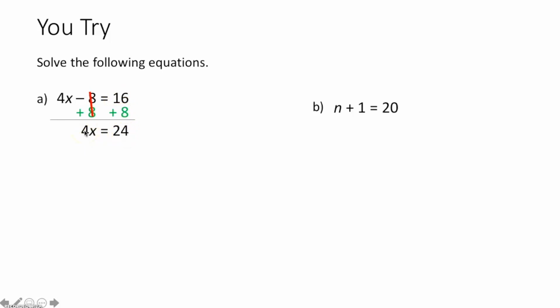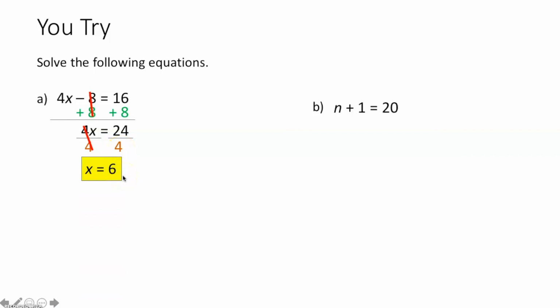Now again, we're moving the constants to the right. So how do I move this 4 to the right? Well, it's 4 times x. So I have to do the opposite of that, the inverse of that. So I'm going to divide both sides by 4. Now, when I do that, these are going to cancel out, and I'm left with x over here. And on this side, 24 divided by 4 is just going to give me 6.